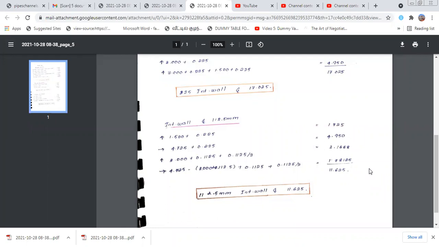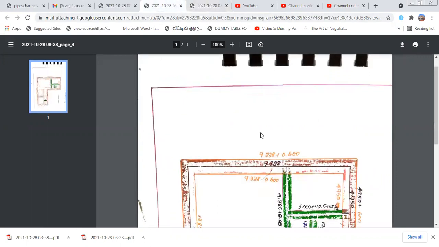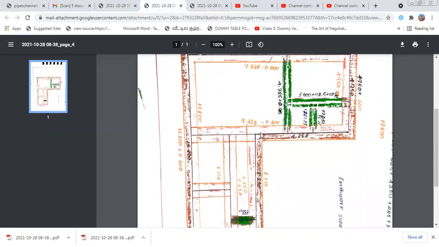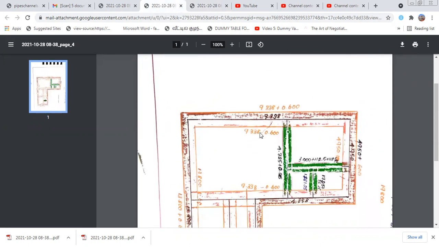Okay, totally we can calculate the center line, 11,625. Finally we got the external center line, internal center line for the 225 millimeter and internal wall of 112.5 millimeter center line also we calculated. And having calculated the center line, we will move to the next part: site preparation, topsoil removing and the excavation areas.